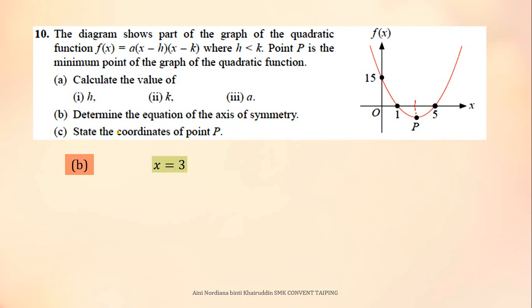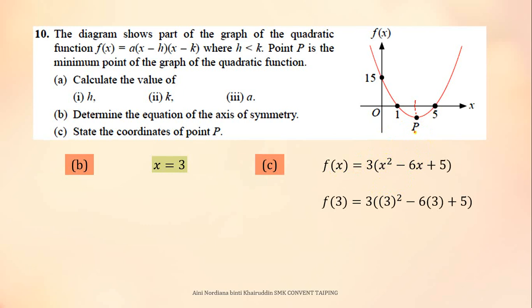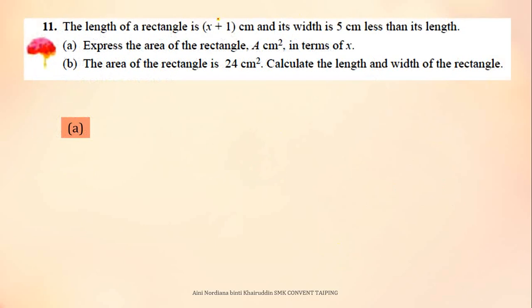For 10C, state the coordinate of P. For the coordinate of P, since the value of x here is 3, you just substitute the value of x with 3. And then you get the value of y is negative 12. So this is the coordinate of point P. P is 3, negative 12.